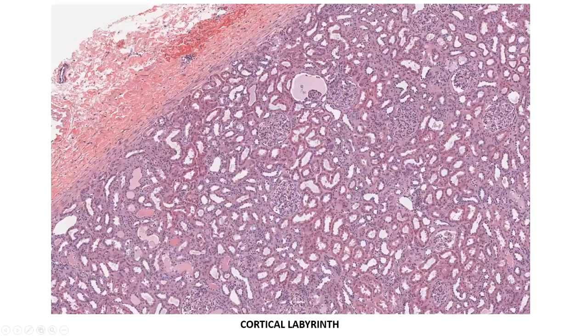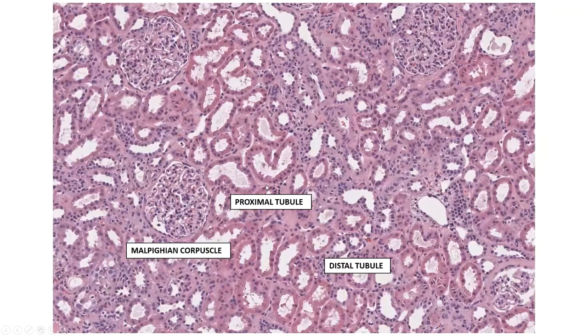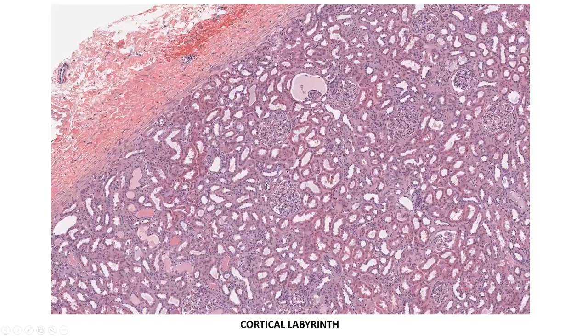So this is how the cortical labyrinth will look. Starting from the outer aspect, you have the renal capsule, and as you go in, you have these glomeruli which are surrounded by the Bowman's capsule, and which are again surrounded by the proximal and the distal convoluted tubules. So these are the three most important structures present in the cortical labyrinth.